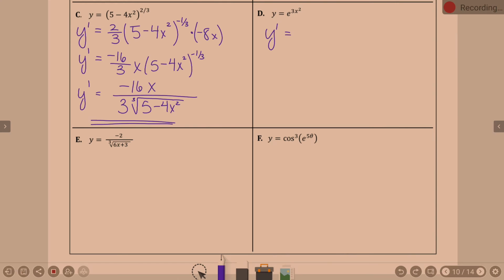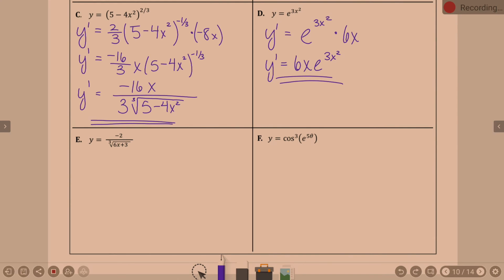So I'm going to say e to the 3x squared, and then times, what do we know about that power? What's the derivative of the power? Derivative of 3x squared is 6x. Now, I would never leave it like that because that 6x out back is just awkward. So you would usually see it written as 6x e to the 3x squared.